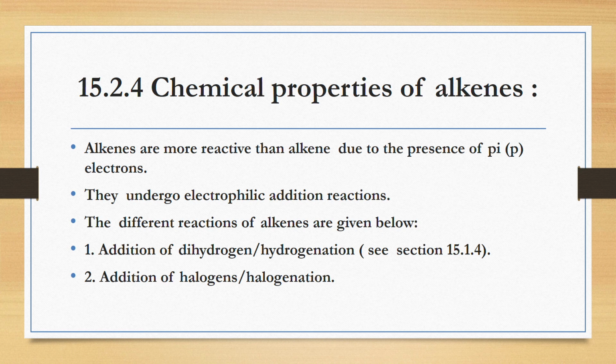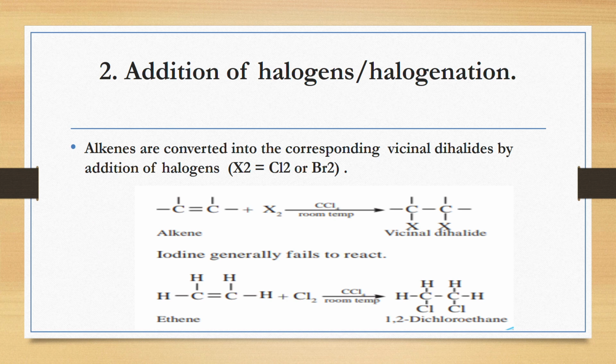Addition of dihydrogen, which is called hydrogenation, and addition of halogens, which is called halogenation reaction. So let's see how they take place. Addition of halogens takes place in presence of carbon tetrachloride at room temperature. Alkenes are converted into corresponding vicinal dihalides by addition of halogens, chlorine or bromine.